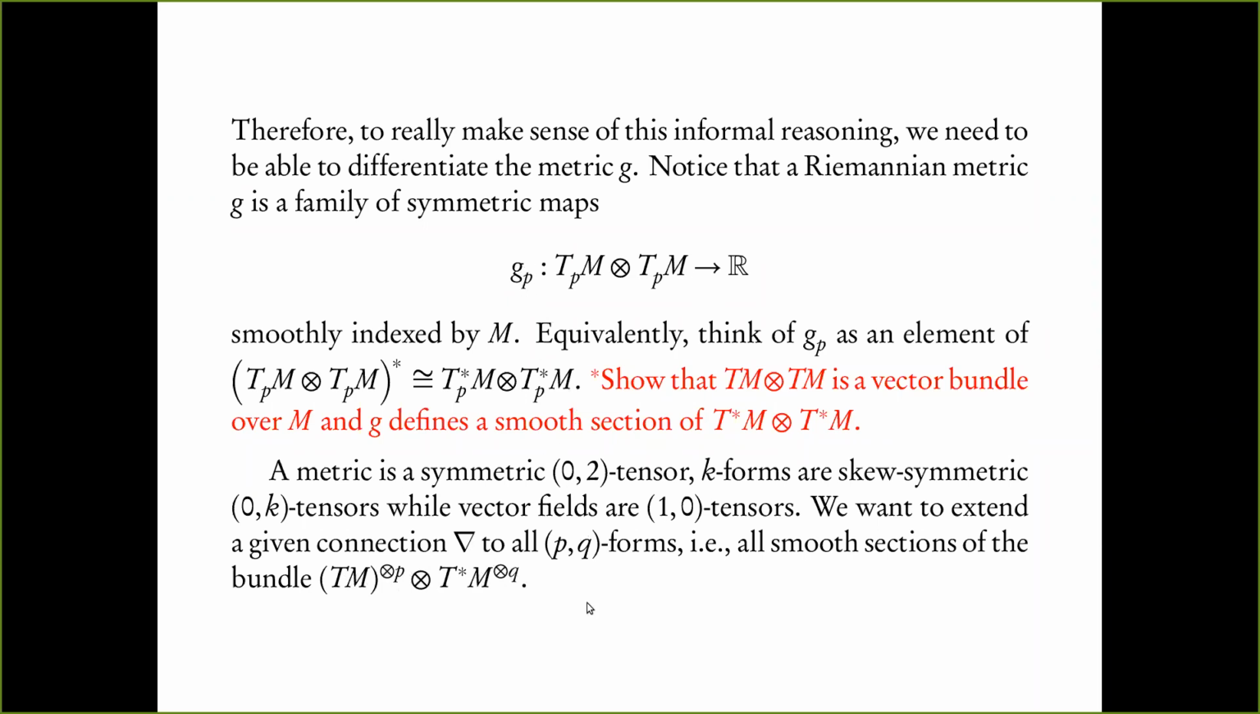If I know how to covariantly differentiate all PQ tensors, I know how to covariantly differentiate a Riemannian metric, and then I can make sense of the equation nabla of g is 0. So does that structure make sense?